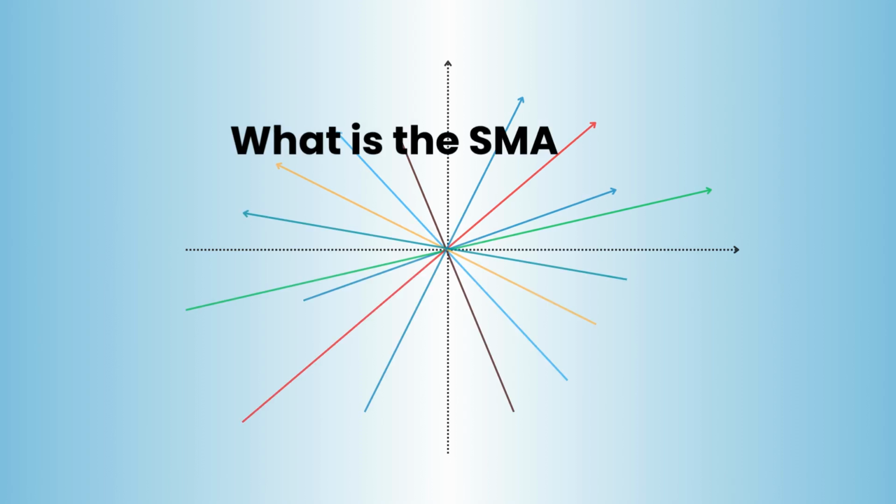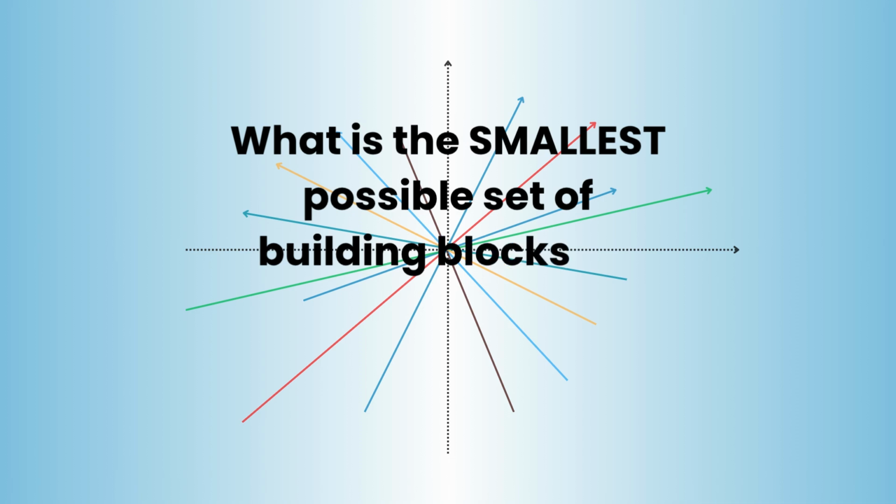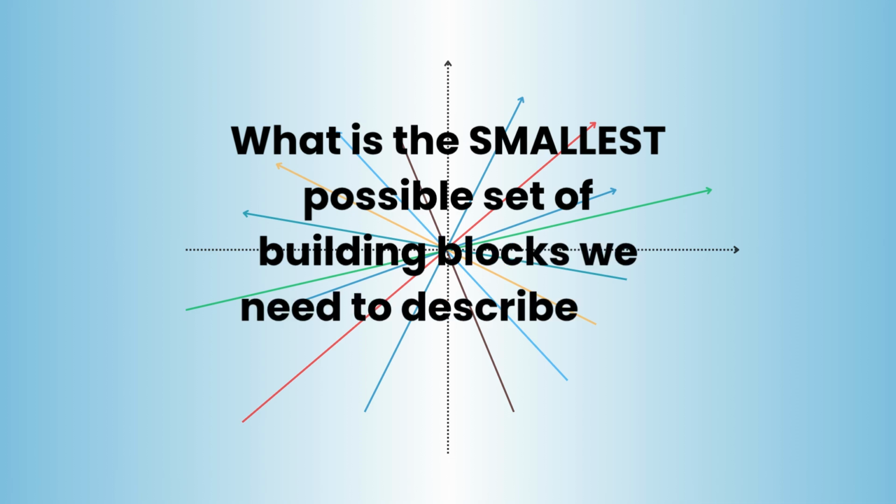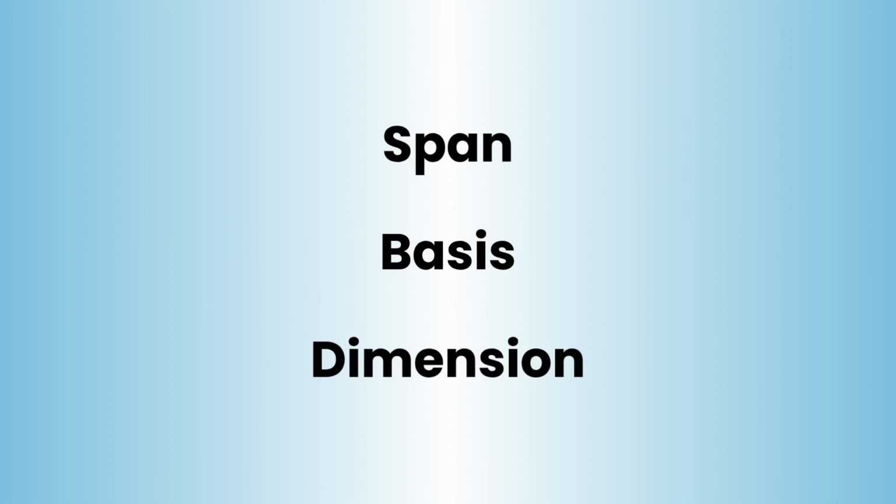This leads to a fundamental engineering question. What is the smallest possible set of building blocks we need to describe our entire data space? The answer lies in the concept of span, basis, and dimension. And understanding them is the key to working with high dimensional data efficiently.